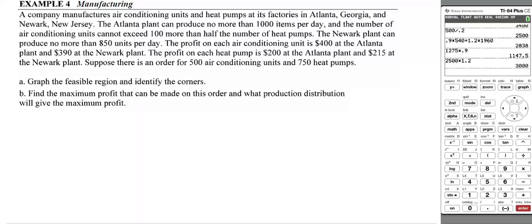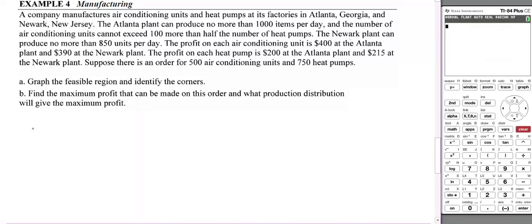What we're going to do is make a system of constraints and graph that feasible region. We'll identify the corners, and then we want to make a profit function that we will then optimize. In this case, we'll be finding the maximum for it. What are we going to let x equal and y equal? The deal with this is that we have two different types of units being produced by two different factory locations. So we have to be pretty specific with this.